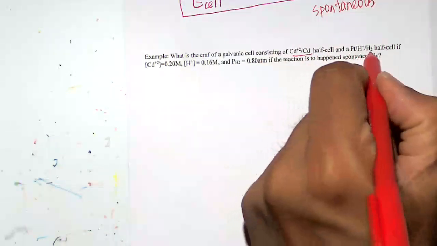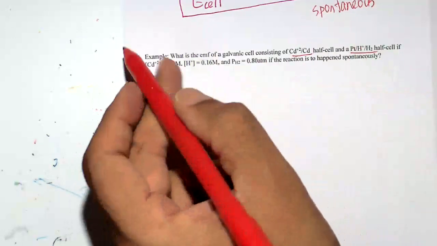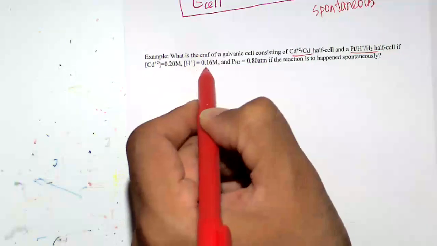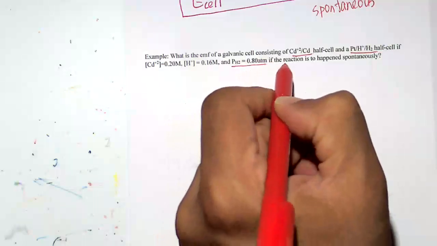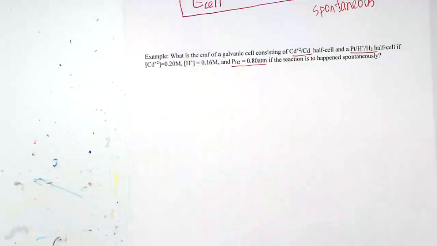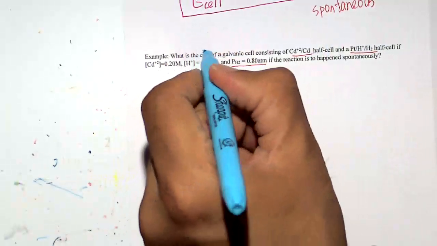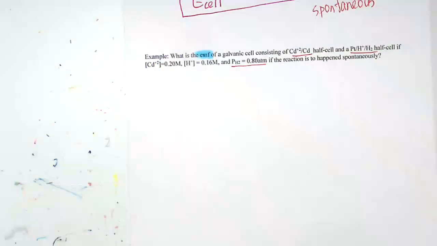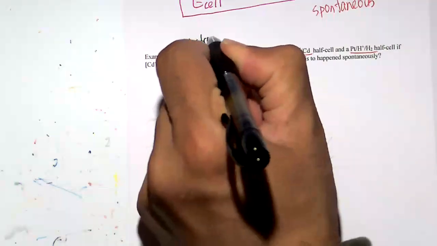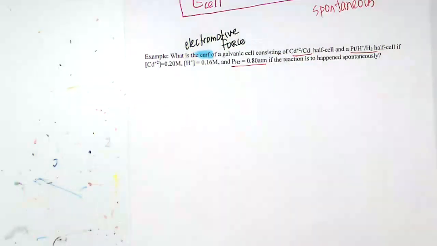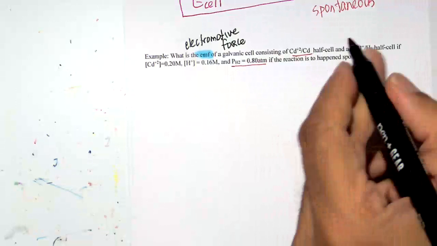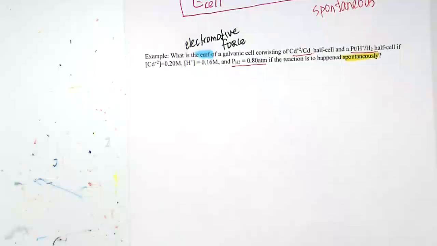What is the EMF of a galvanic cell consisting of a cadmium half cell electrode and a platinum H+ H2 half cell if cadmium is 0.20, hydrogen ion is 0.16, and the pressure is 0.80 atmospheres, if the reaction is to happen spontaneously? EMF just means electromotive force, and it's asking you to calculate the voltage. They want it spontaneous, which means we're looking for a positive number when we have the anode and cathode together.